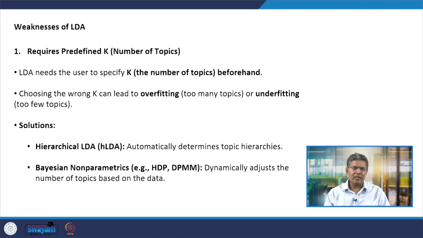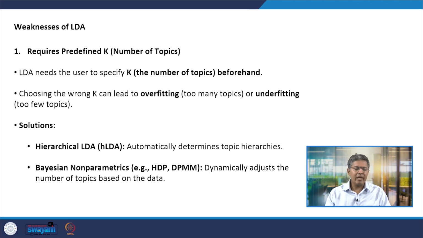Now, what are the weaknesses? LDA has some weaknesses also. First, it requires a predefined K, the number of topics. If you remember cluster analysis, if you go back to my class, you will see that this was there also. So, we require a predefined K, how many clusters or number of topics. LDA needs the user to specify K beforehand, and if you choose the wrong K, it can lead to overfitting or underfitting, too many or too few topics. Okay. So, what are the solutions?